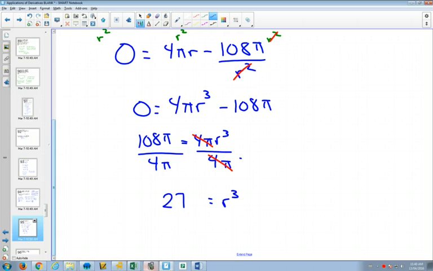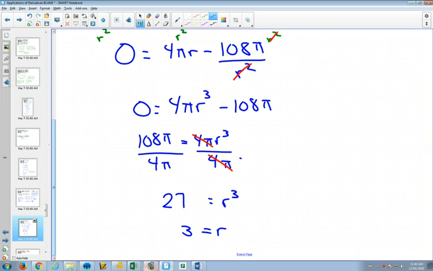And I said this had nice numbers in it. Take the cube root of both sides, and you figure out your radius has to be 3. It's not plus or minus. It is an r cubed, so we only do the plus or minus if we're doing an even power.